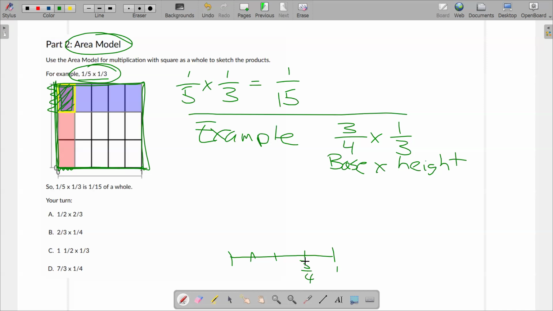And then I have to go up by a whole. So if that's 1, maybe 1's right here. I need to go up thirds that way, so maybe about there and there. So this is my best guess at 1/3 right there.